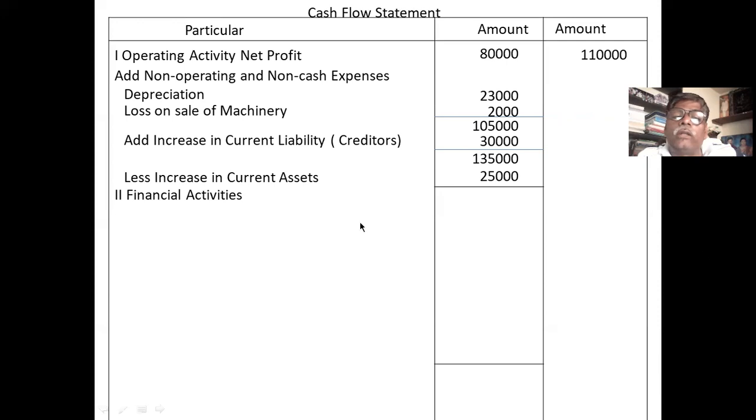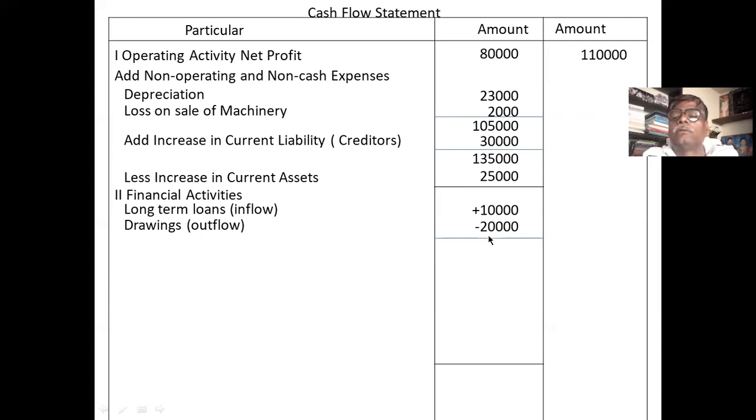Loan increase means you have taken the loan. So you write that long-term loan inflow is there. Inflow is plus 10,000. Then drawing is outflow, minus 20,000. So 10,000 is inflow, 20,000 is outflow. Therefore difference is minus 10,000. This minus 10,000 is called as net cash outflow.